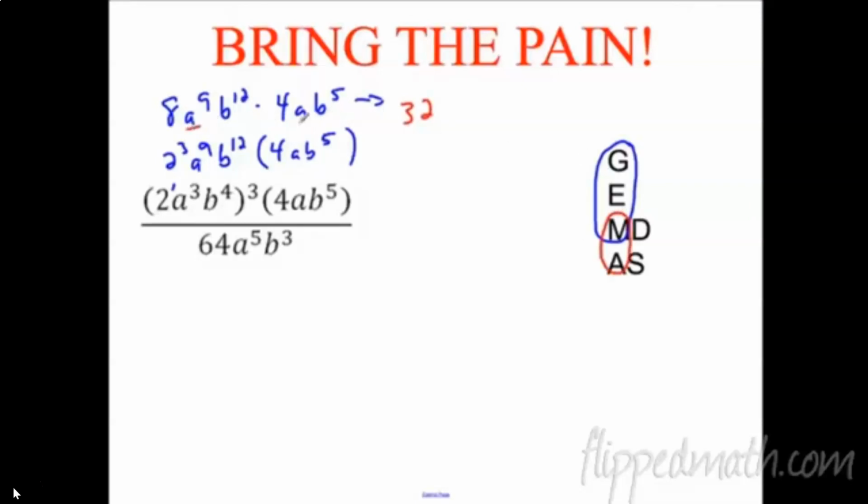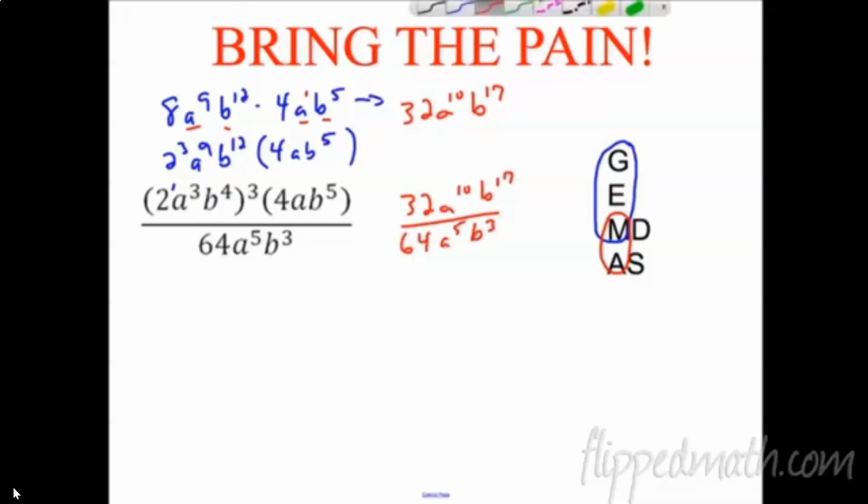So a to the 9th, a and a, so that's really like a to the 1. I'm going to say a to the 9th plus 1 is a to the 10. And b to the 12th plus b to the 5th is b to the 17th. So that's on top of your fraction: 32, a to the 10, b to the 17th. That's all over the bottom. Just bring it on over. Nothing going on down there.